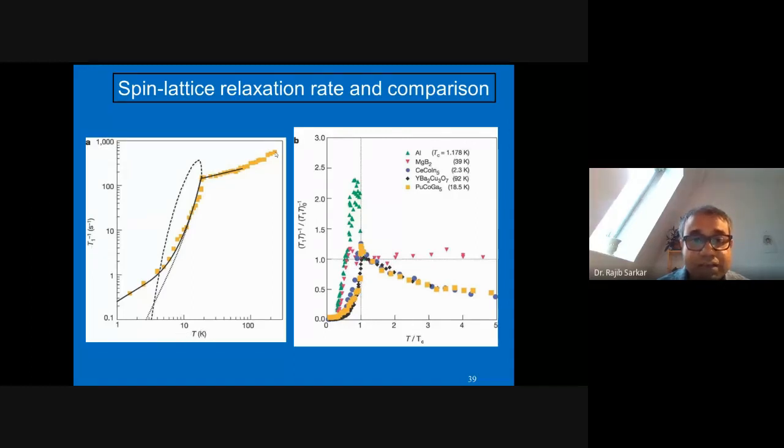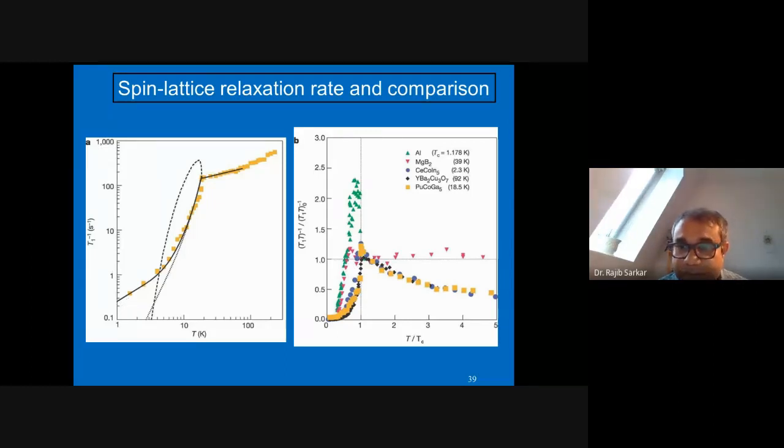This is the data for the spin lattice relaxation rate, and it tells you that if you take a conventional superconductor, that means the BCS superconductor, one should really see a Hebel-Schlichter coherence peak there. And that is somehow missing here. So you only get some kind of opening of the gap, slowly increasing the relaxation time. That means 1/T1 is decreasing.